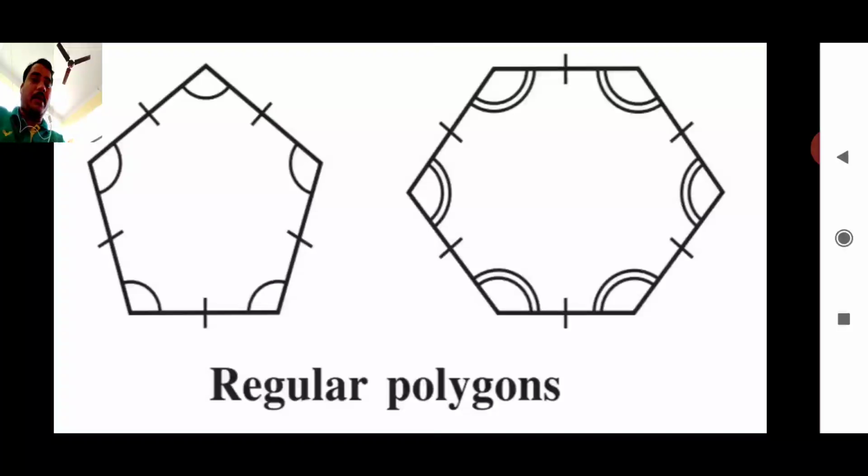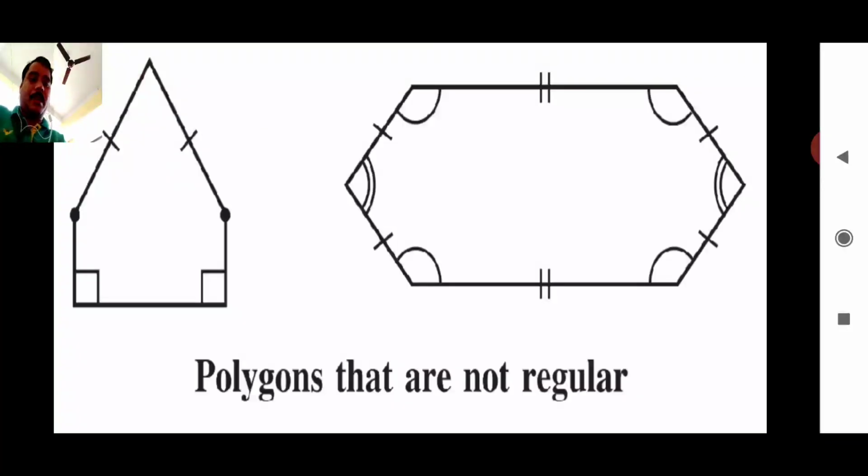Here is a pentagon, here is a hexagon. Next one, polygons that are not regular. Why are these not regular? Because the sides of the first figure are not equal, and two angles are 90 degrees, but the other angles are not 90 degrees.